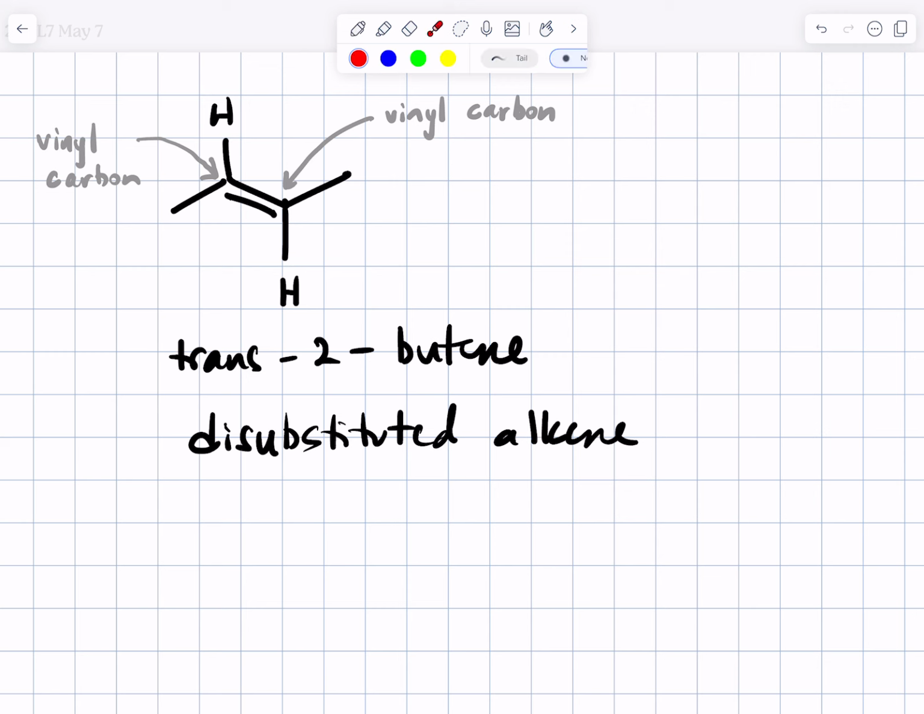Vinyl, in this case, and that polymer is made out of a molecule that's an alkene. And so that's one of the reasons why they call it polyvinyl chloride. But the two carbons participating in the alkene, the pi bond, are called vinyl carbons.